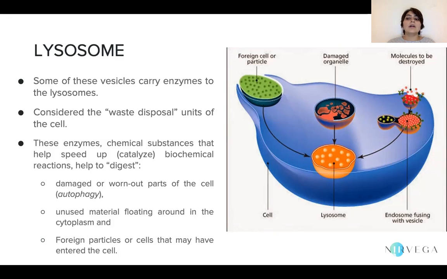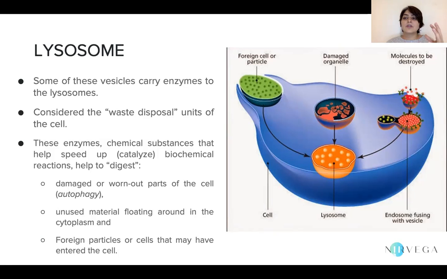Now, what are these materials? They can either be damaged or worn out parts of the cell. This concept, where a lysosome in the cell digests the damaged and worn out parts of its own cell, is called autophagy. Auto means doing it for yourself, like on your own, and phagy means to eat. So when it eats up certain parts of its own cell, this aspect is called autophagy. Lysosomes can also digest unused material floating around in the cytoplasm.